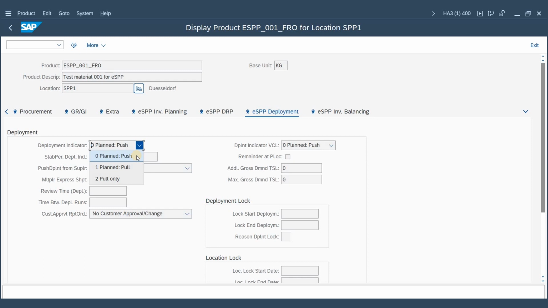When the deployment indicator is set to planned push, that means that the product will be considered in push and also in pull deployment mode, but that always the push lead time is going to be used. When we have set it to planned pull, that means that the product is also considered using pull and also push deployment, but the system will consider the pull deployment lead time. When the indicator is set to pull only, that means that the product is not considered at all during push deployment, but just in pull deployment.